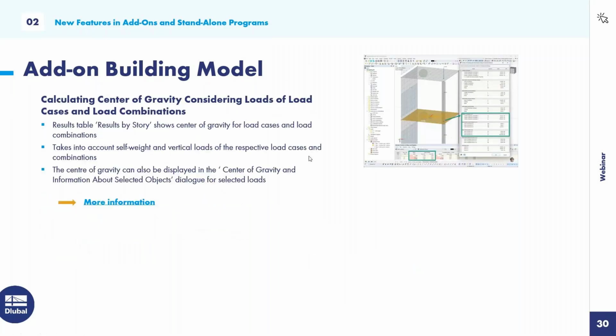The last feature in the building model add-on is the calculation of the center of gravity, considering the loads of load cases and load combinations. It offers the option of displaying the center of gravity of a building model in the result table. A new aspect here is that not only the self-weight, but also the vertical loads of the respective load cases and load combinations are taken into account for the calculation.